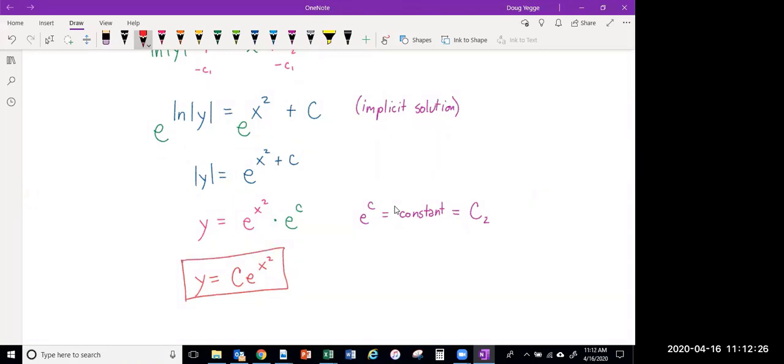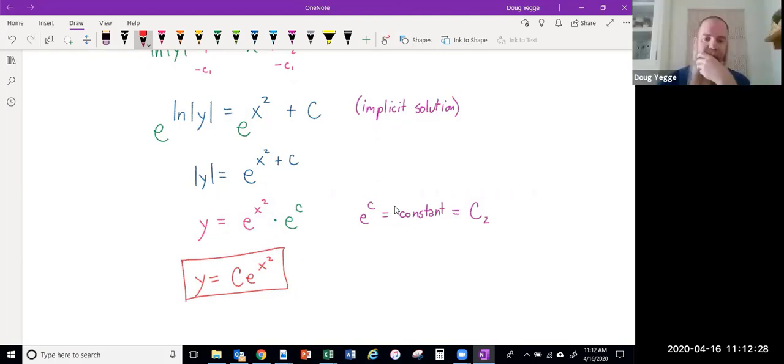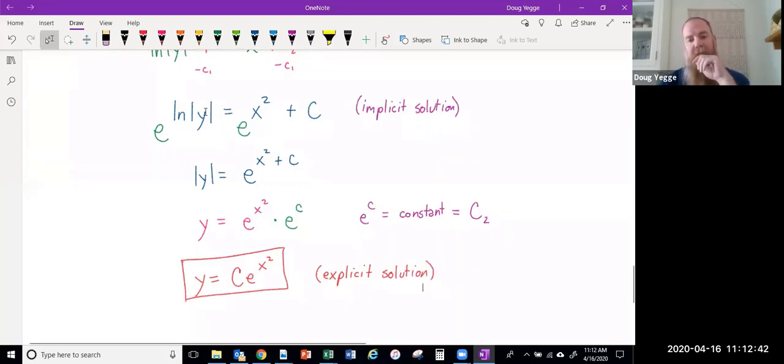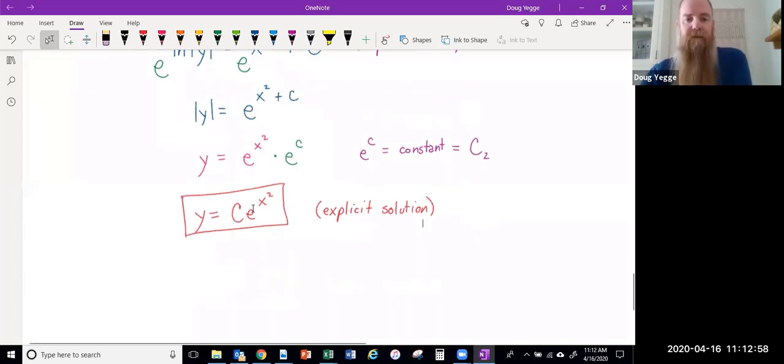Is there a specific term for this kind of solution? Yes, there is. It is an explicit solution. The reason we call it an explicit solution is because we have explicitly solved for y as a function of x. This up here is implicit because we haven't really solved for y. And in fact, for some differential equations, you're not going to be able to get y by itself, so you just leave it as is. But whenever you're algebraically able to get y by itself, you should always try.